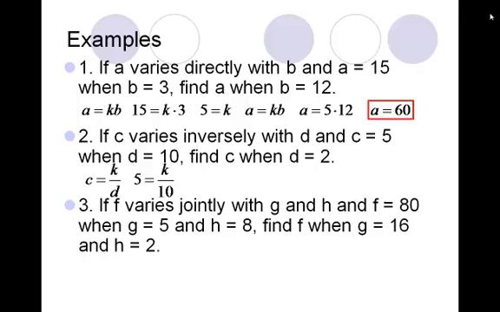Alright, we can solve for K right now, so let's go ahead and stop right here and solve for K. You're going to multiply the 10 over to the 5, making 50. So K is 50. Now we're ready to solve the problem.